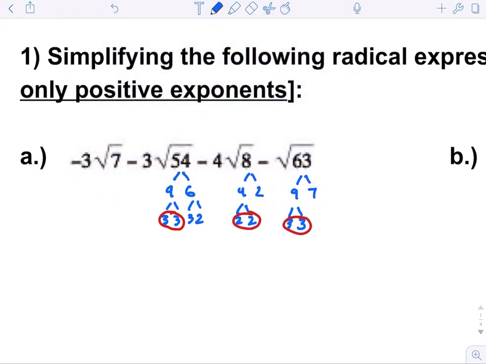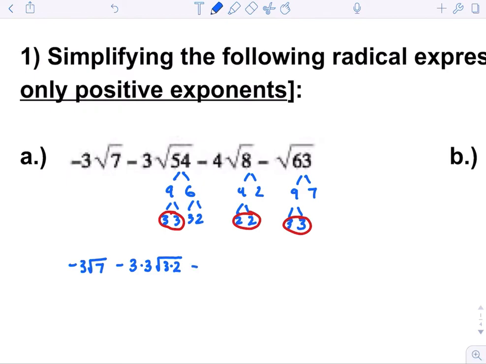So now let's simplify. We get negative 3 radical 7 minus 3. Now remember, we just found a pair of 3's. So the pair of 3's is just represented by just 1, 3. That comes from the pair. Radical 3 times 2, because the 3 and 2 are our leftovers.